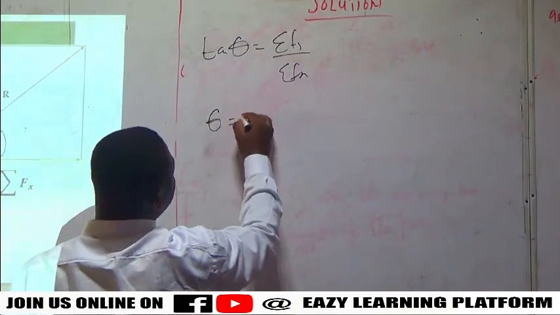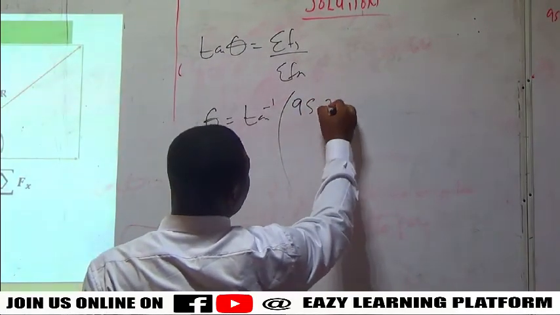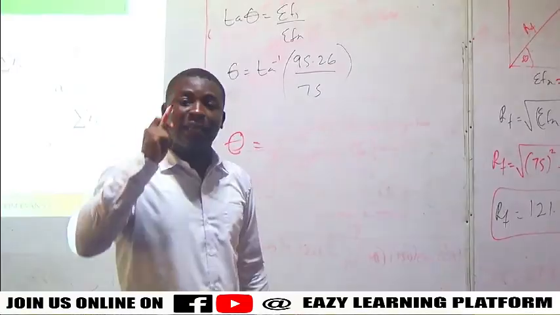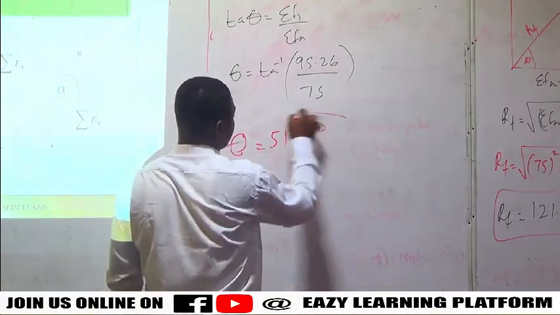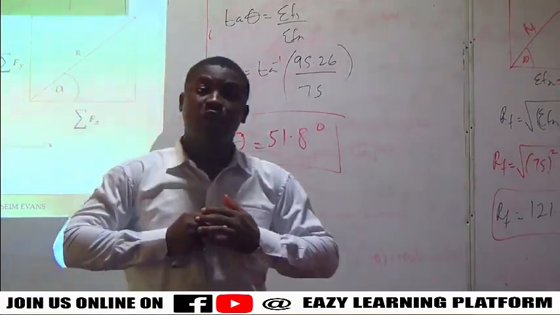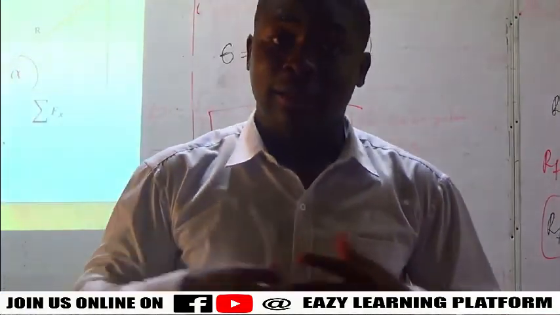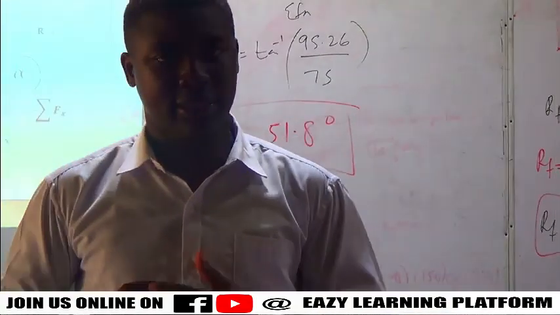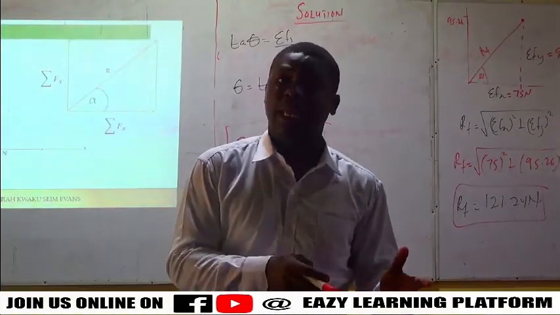So you're going to have theta will be tan inverse of 95.26 Newton over 75 Newton. And that will give us 51.8 degrees. So this gives us the direction of the resultant force with respect to the horizontal axis. Very simple. You need to know how to resolve the forces. Like the question we did, we had to resolve all the forces individually.